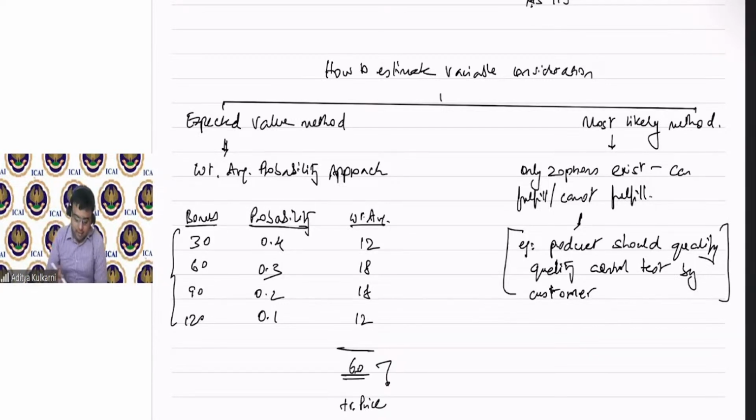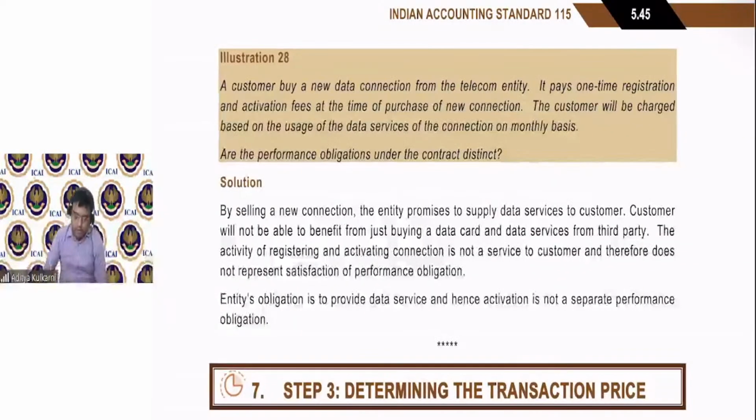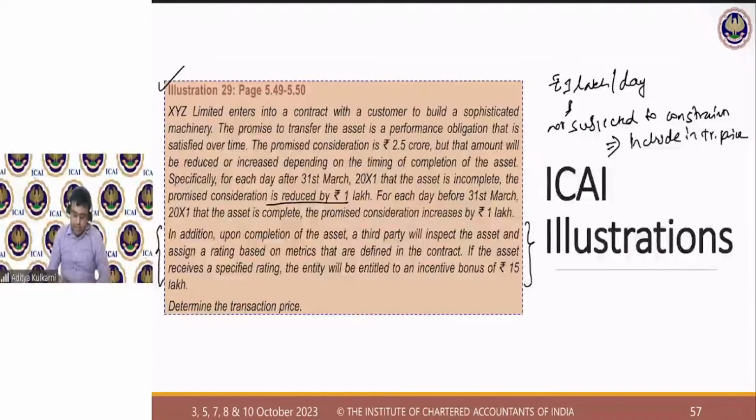Most likely method. Okay. Now let us look at this particular question. In addition, upon completion of the contract, a third party will inspect the asset and assign a rating based on metrics that are defined in the contract. If the asset receives a specified rating, the entity will be entitled to an incentive bonus of rupees 15 lakhs. Determine the transaction price.